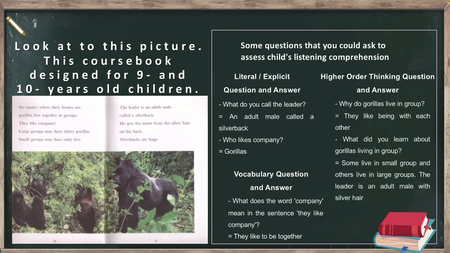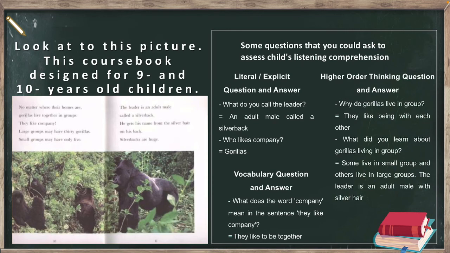Look at this picture. This coursebook is designed for nine and ten year old children. The coursebook is about gorillas. Here are some questions that you could ask to assess a child's listening comprehension. There are three questions. Number one is a literal or explicit question. Number two is a higher order thinking question, and the last one is a vocabulary question.